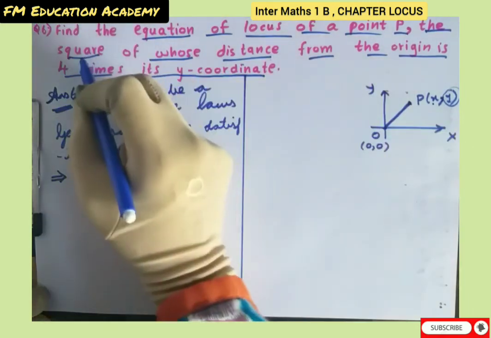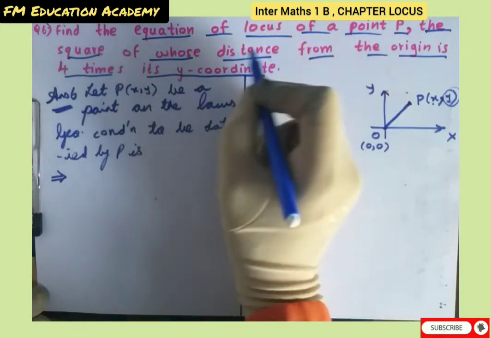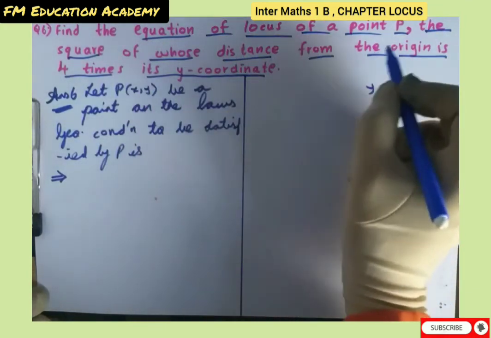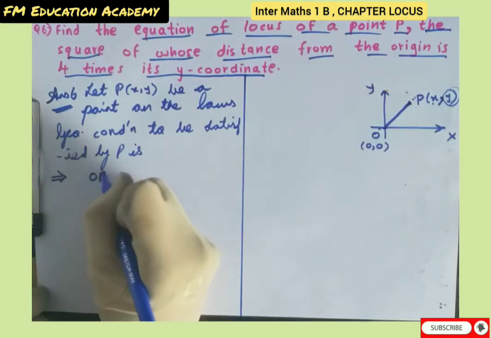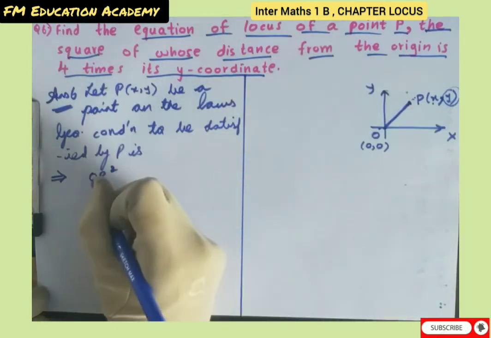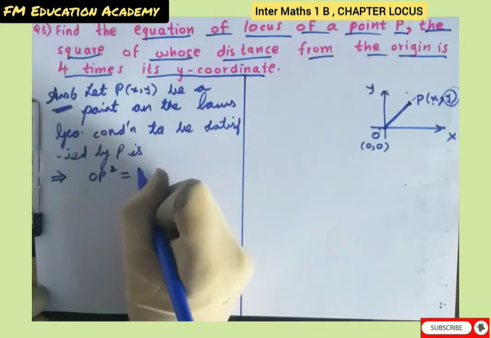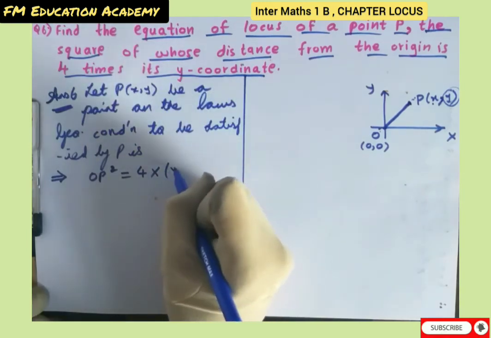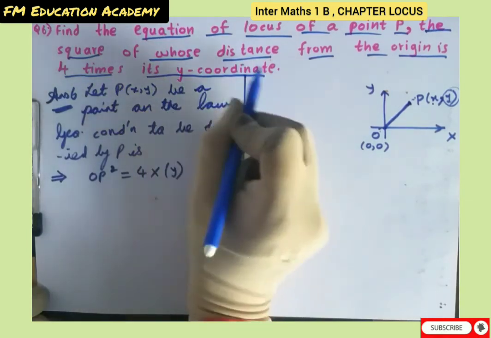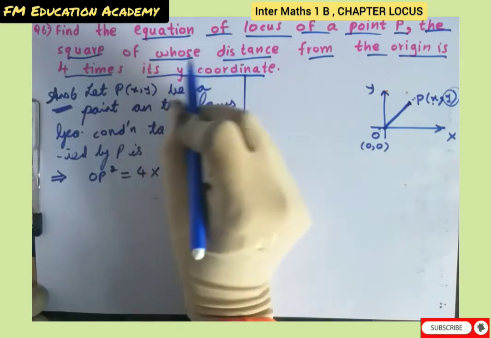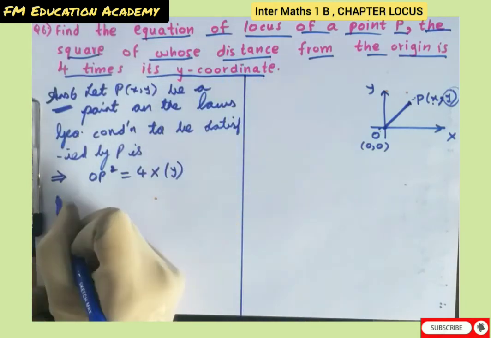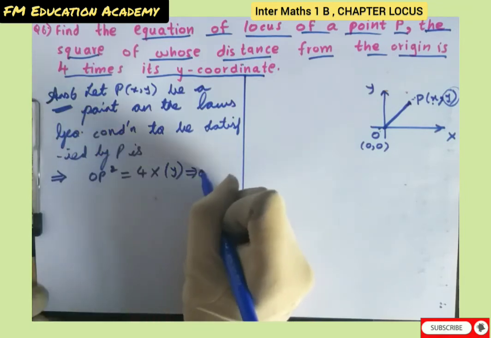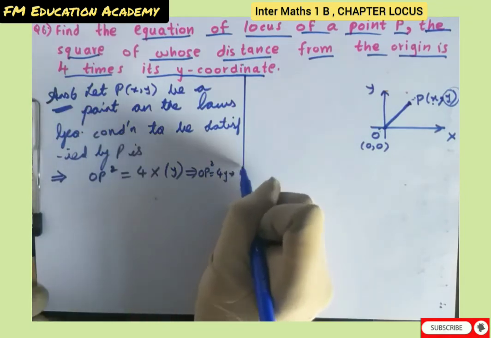What is the geometrical condition to be satisfied by P according to the question? The square of whose distance from the origin? Square of the distance from the origin is OP square. It is 4 times the y coordinate, so 4 into y. Be very careful here. It is not telling y axis. It is telling y coordinate. Y axis means it would have been x. But here it is telling y coordinate. So OP square is equals to 4y. This is our condition. Let this be equation 1.